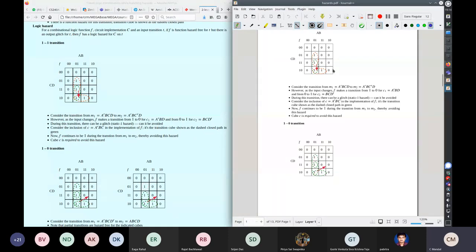If you do a simple Karnaugh map optimization for this, you'd cover these onset terms with the cubes shown in red. Do you agree with that? Yes. But now consider this transition shown with this arrow. This transition is happening from which minterm to which minterm?